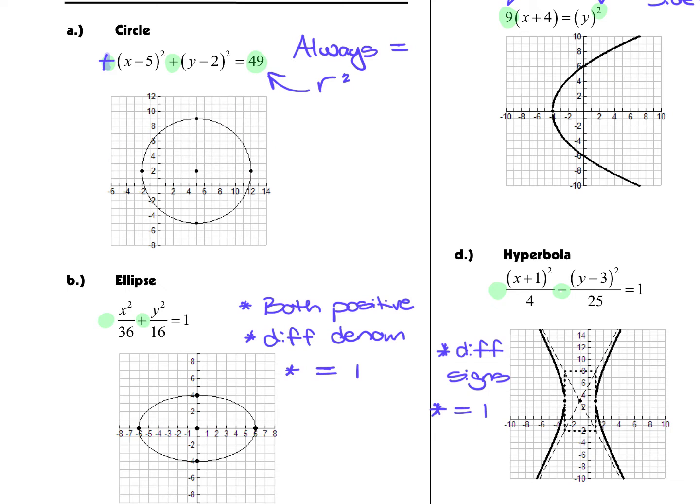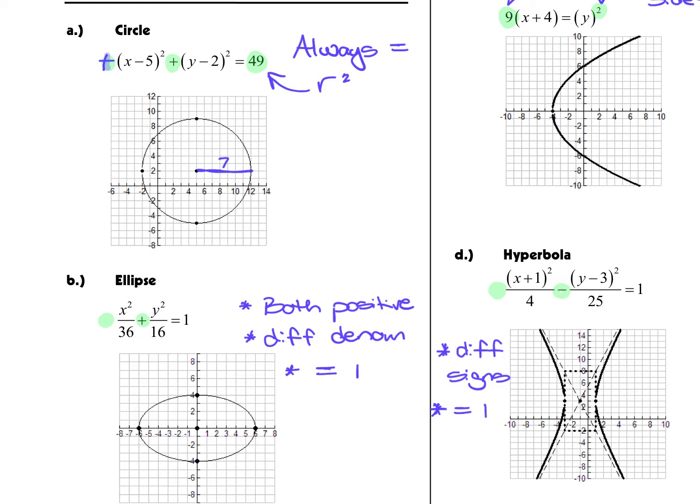We can see on this circle that my center is over 5 and up 2, and that matches my circle equation. We can see that the radius of the circle that I've graphed for you is a 9, I didn't mean to say 9, is a 7, and that is in fact going to be the radius squared there. Now, let's take a look at this ellipse down here.